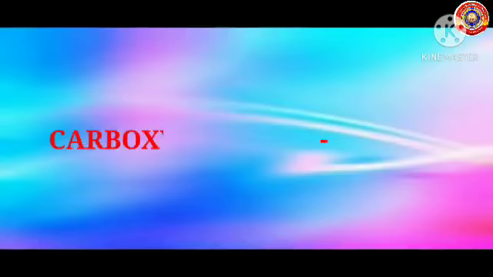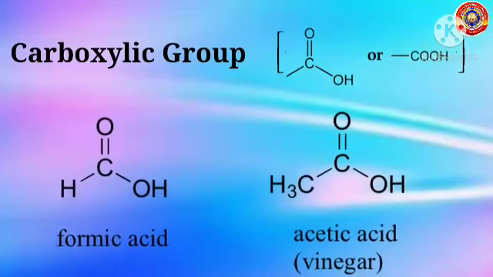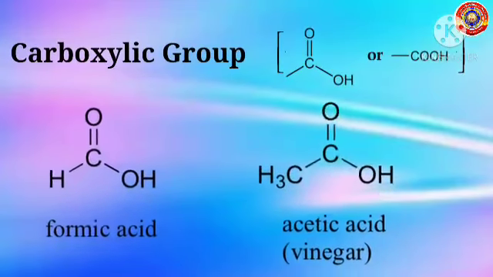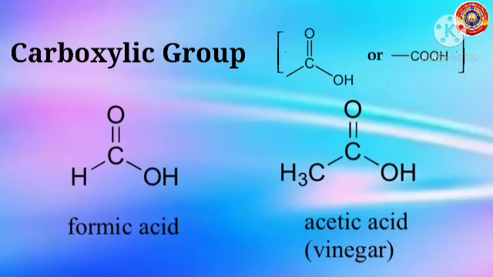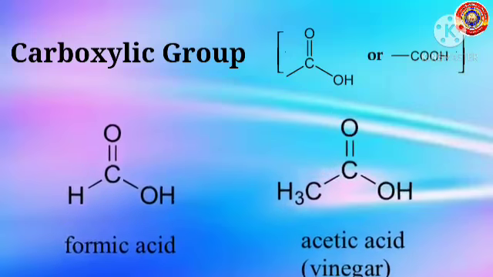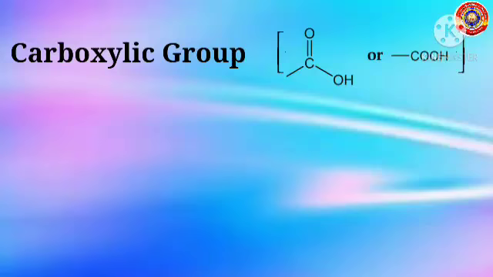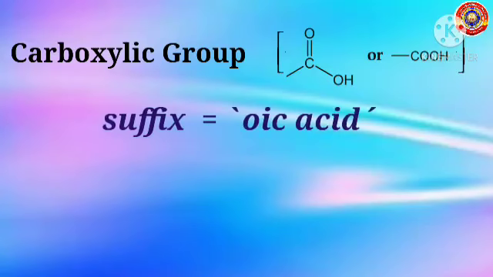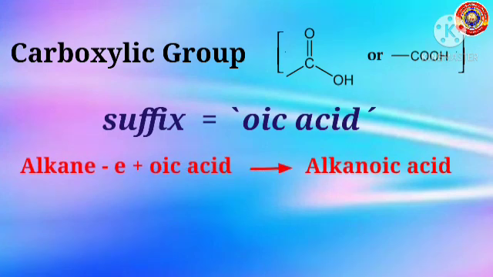The next functional group is carboxylic group. Compounds with a functional group COOH are known as carboxylic acids. While writing IUPAC names of these compounds, the name of the main chain is terminated with the suffix oic acid. The IUPAC rule of writing carboxylic acid follows the pattern alkane minus E plus oic acid gives alkanoic acid.